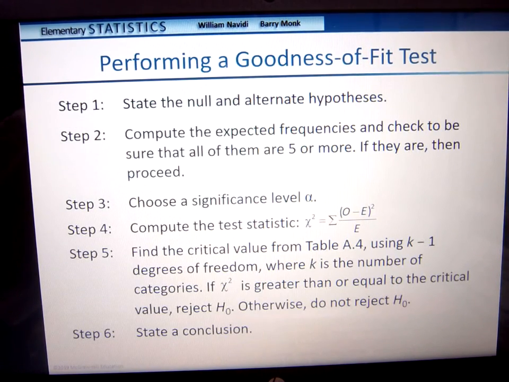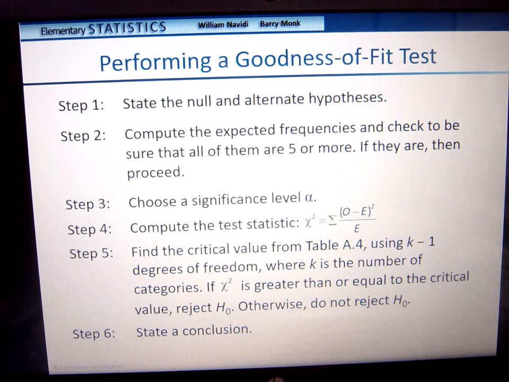So we're going to state the null and alternative hypotheses. We're going to compute the expected frequencies and check if they're 5 or more. We're going to choose a significance level that we want to measure the difference on. Then we'll compute the test statistic. We'll find the critical value from table A4 using K minus 1 degrees of freedom, where K is the number of categories. So if chi-squared is greater than or equal to the critical value, we're going to reject the null hypothesis. Otherwise, we do not, and then we'll state the conclusion.